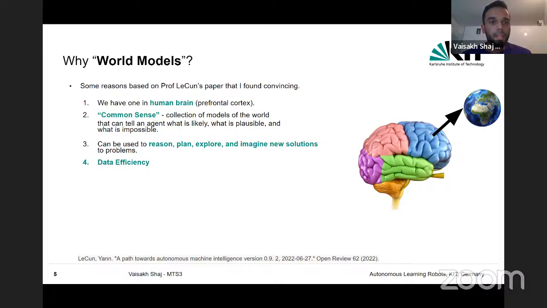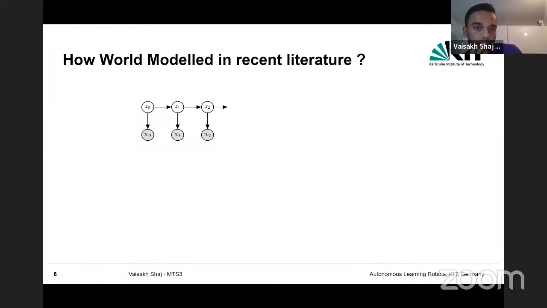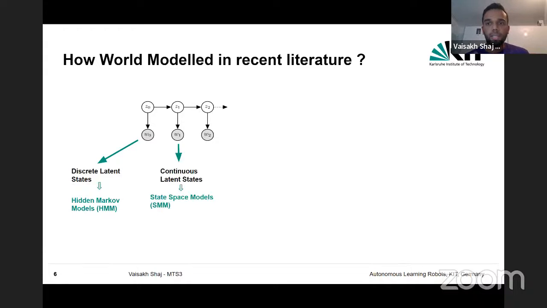So how is the world modeled in recent literature? This is a very simple way in which the world is modeled right now, a probabilistic graphical model. I have omitted actions for brevity, but you can also include actions. It consists of a set of latent states, and these latent states have an inherent transition dynamics. These states create some observations, as you can see here. Based on the assumptions on the latent states, if it's a discrete latent state, people call it hidden Markov models in the literature. If it's continuous latent states, people call it state space models. And there are deterministic variants of this, like LSTMs, GRUs, etc.